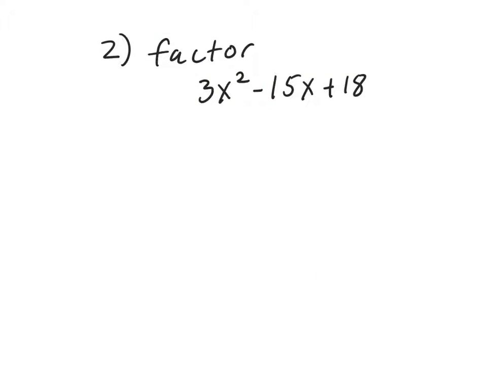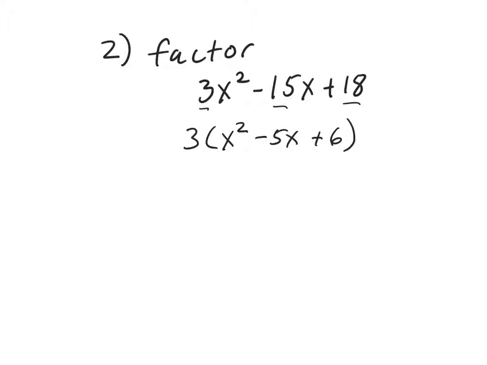On number 2, it's asking us to factor the trinomial 3x squared minus 15x plus 18. And first thing I want to do is look at the coefficients and see if I can factor anything out of them. And I can factor a 3 out. So I'll get 3 times x squared minus 5x plus 6.